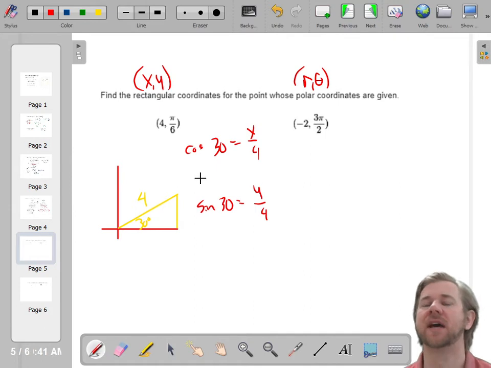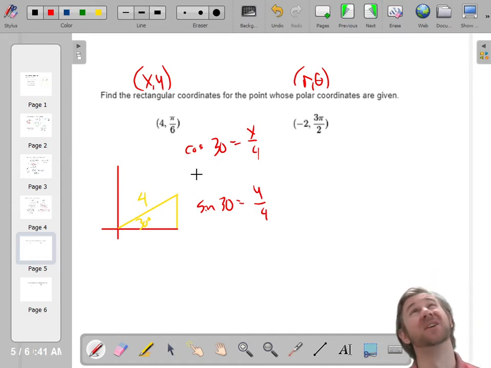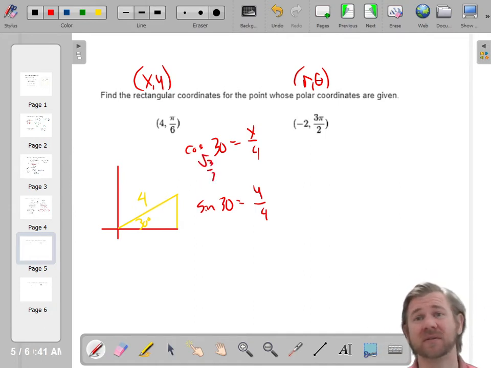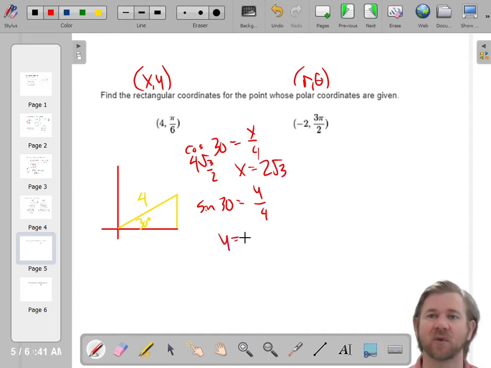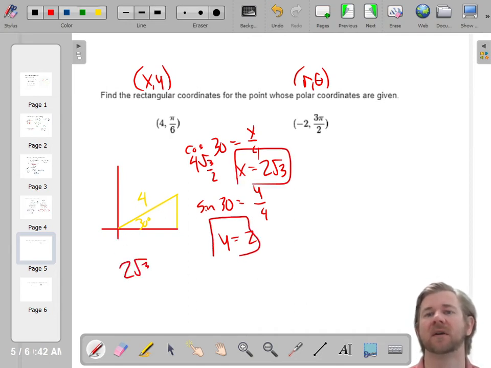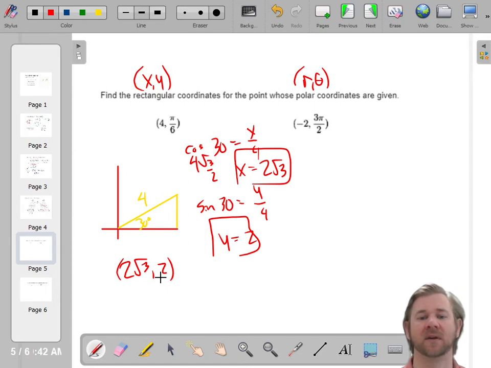So what is the cosine of 30? Radical 3 over 2. Then we're going to multiply both sides by 4, so that means 4 divided by 2 is 2 radical 3, and the sine of 30 is 1/2. 4 times 1/2 is 2. So this is 2 radical 3, comma, 2 in rectangular form. This is 2 radical 3. That's positive 2.